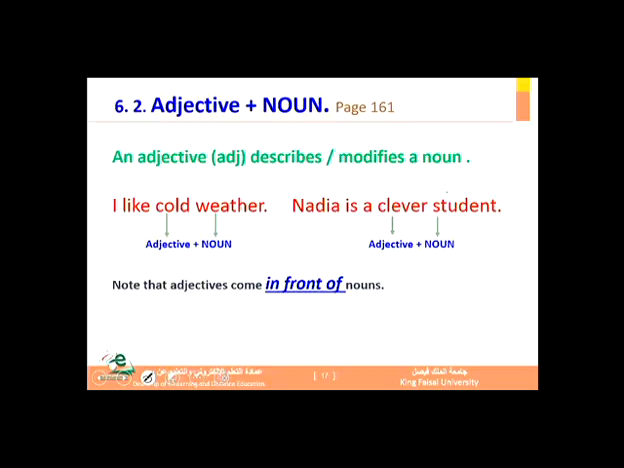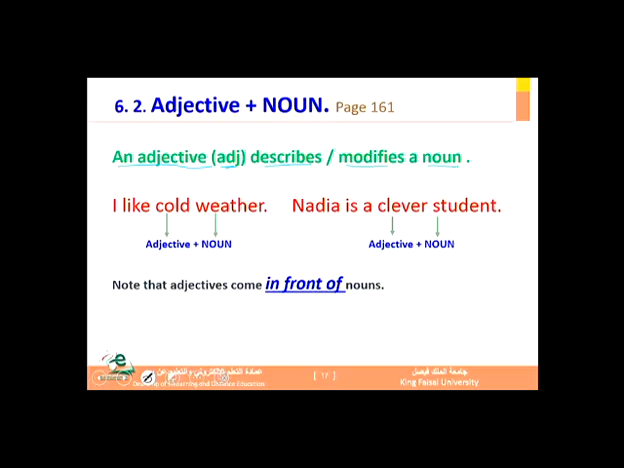Now let's look at another different structure. On page 161 in our book, we have a sentence that can contain an adjective followed by a noun. So usually, when we have a noun, the adjective comes before the noun to tell us some information about the noun, to describe the noun, to modify the noun, to change the noun. So an adjective, which is abbreviated as ADJ, describes or modifies a noun.